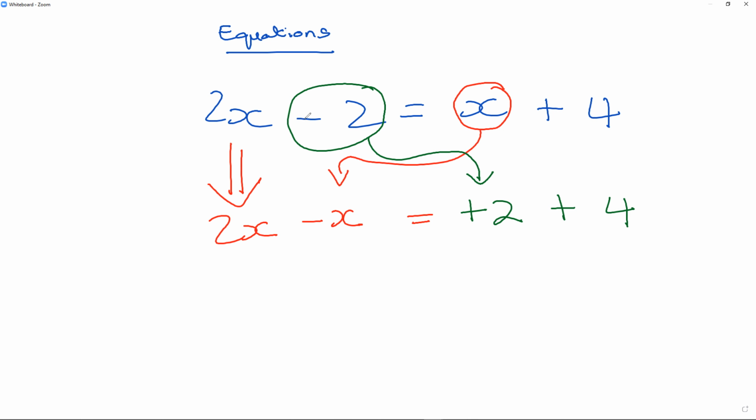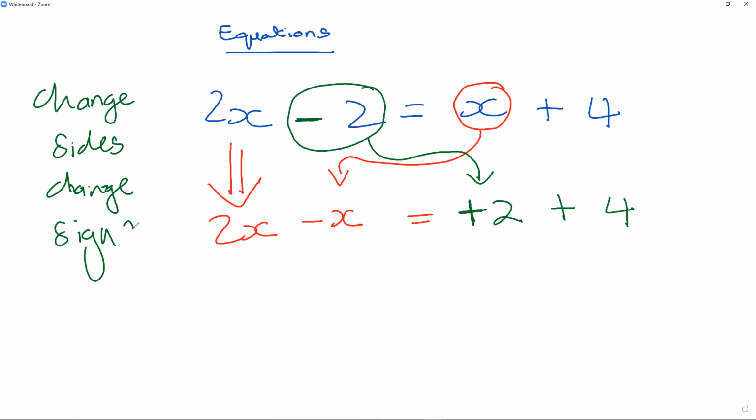What happened to the sign? It was minus and now it's plus because we move it, right? Why did we do that? Because when you change sides, you change signs. Now, what is 2x minus x? 1x, which is the same as x. So I'm ready to find my answer now. Whatever I end up with on the right-hand side is my answer. 6. And I'm done.